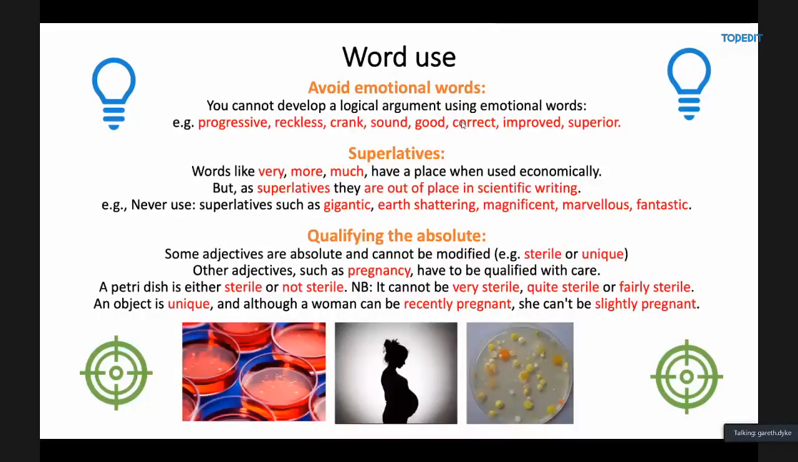So let's move on and talk a bit about word use. And we're going to present in detail some more of this material in future presentations that we do.